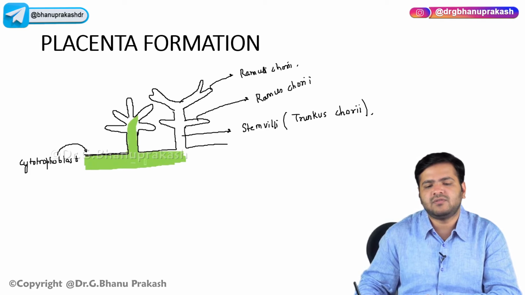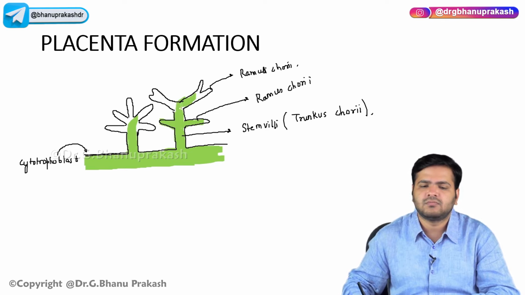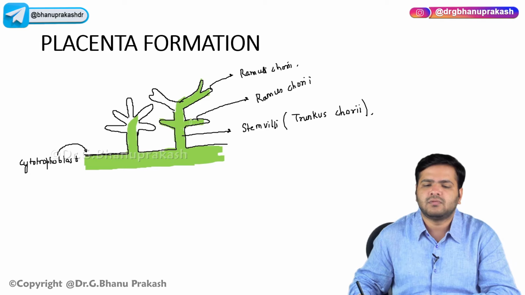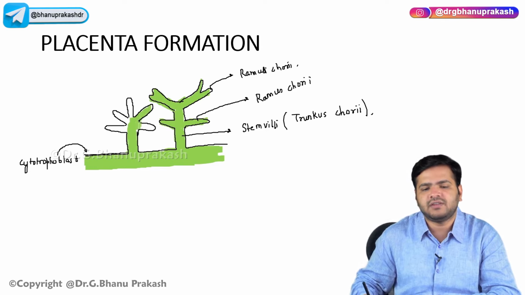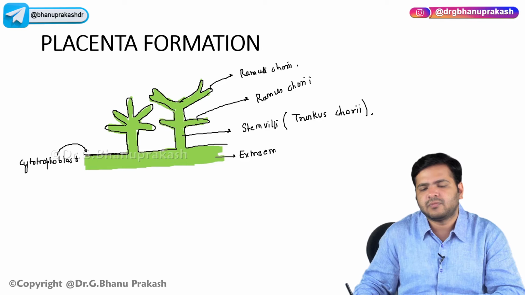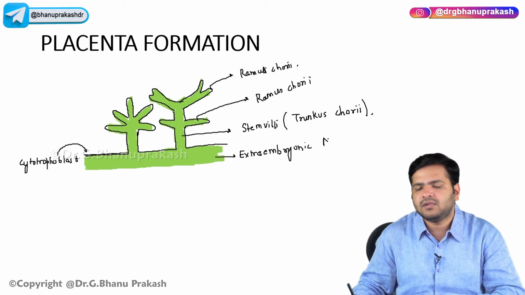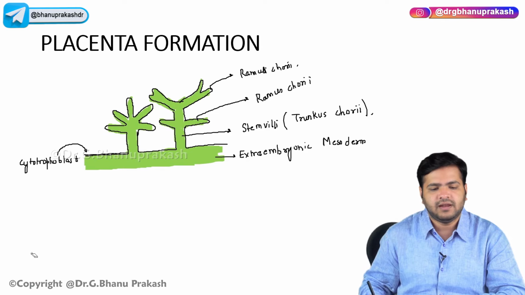So that will not go anywhere, it will be present over here only, right? So there will be extra embryonic mesoderm. Just try to highlight. So this is the extra embryonic mesoderm which is invaginating into this, right? So remember, this is the extra embryonic mesoderm.